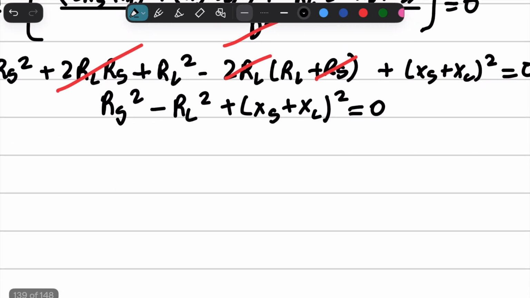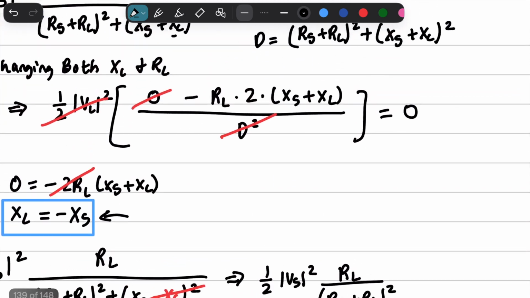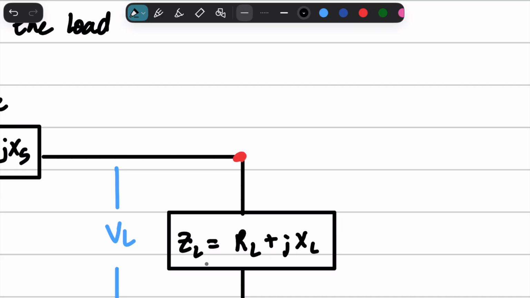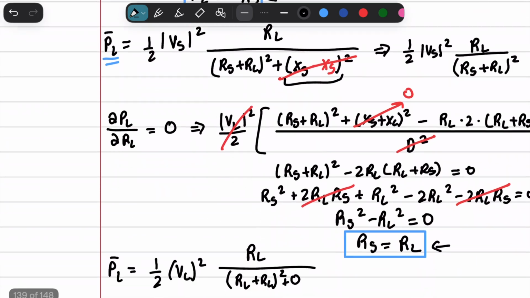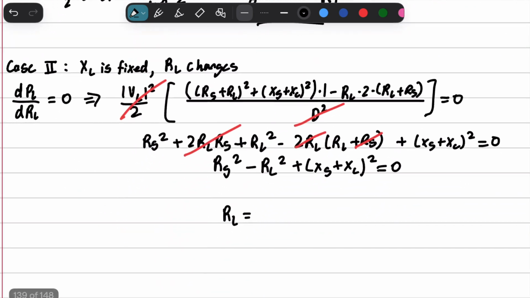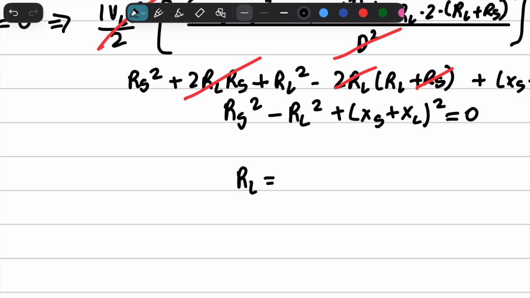And we want to isolate RL because we have in our favor changing the load. Basically we're changing this load right here because we want to find something that is going to resonate with our source. I forgot to mention that before. Why are we not changing the source? Because the source is something that's given to us.